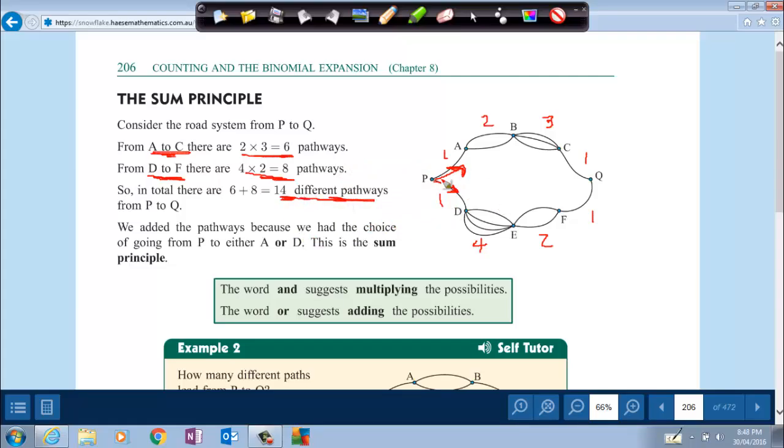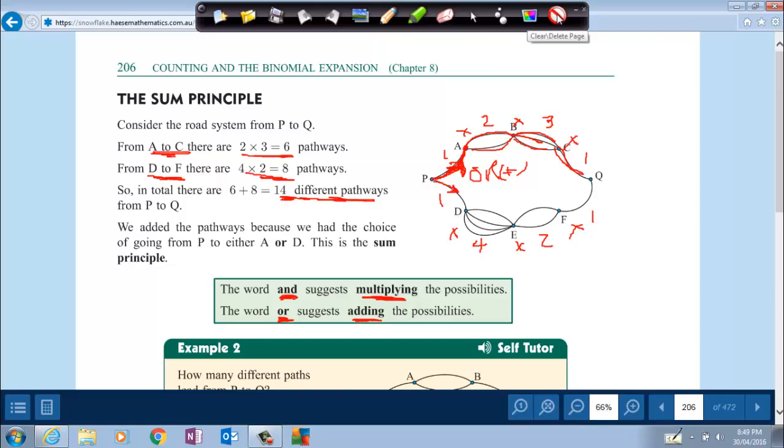Notice I was using the word or, and here's a summary. When you use the word and, in probability it means multiply. When you use or, it means add. So you can see here we're going from P to A and A to B and B to C and C to Q. That's why we multiply all of these, because it's consecutive, one after the other. Or we could go along the bottom, so we then plus, or is plus, we can go along and do 1 and 4 and 2 and 1.